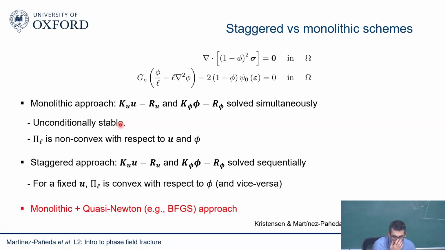But what we have proposed in our group, and also another group in China, Monash, is to use a monolithic quasi-Newton approach, so the BFGS method. And when you do that, you combine the best from both worlds. You have a monolithic solution, so your results are unconditionally stable, and you get very good robustness and convergence.